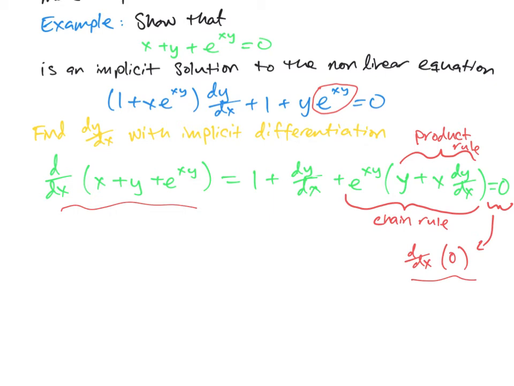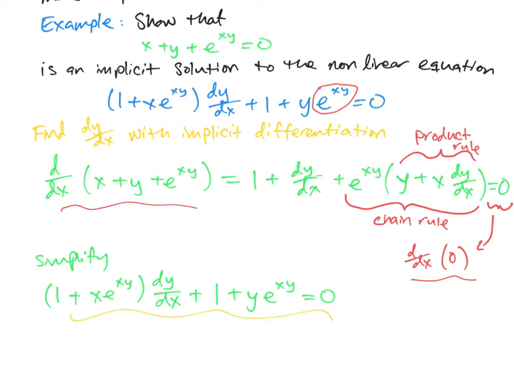It's really just calculus. It's just kind of the notation that's a little weird. So anyway, I can simplify this down, and I pull out all the terms that have dy dx in it. I get 1 plus x e to the xy, times dy dx, plus the rest of my terms, 1 plus y e to the xy, and that all equals 0.